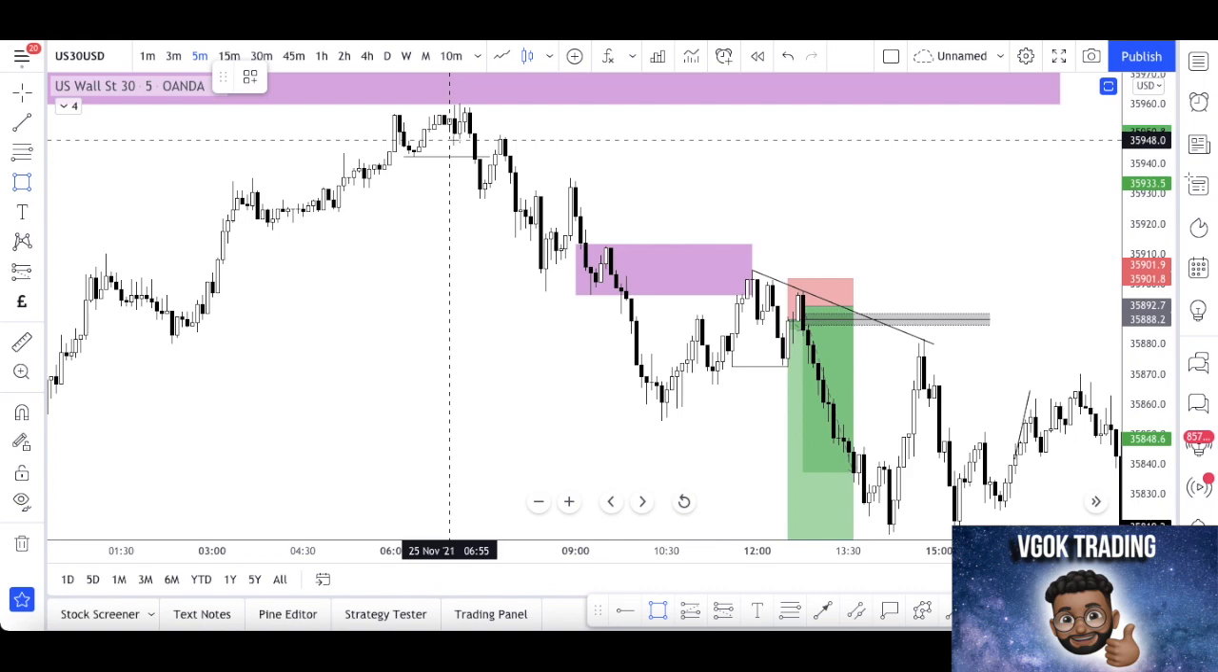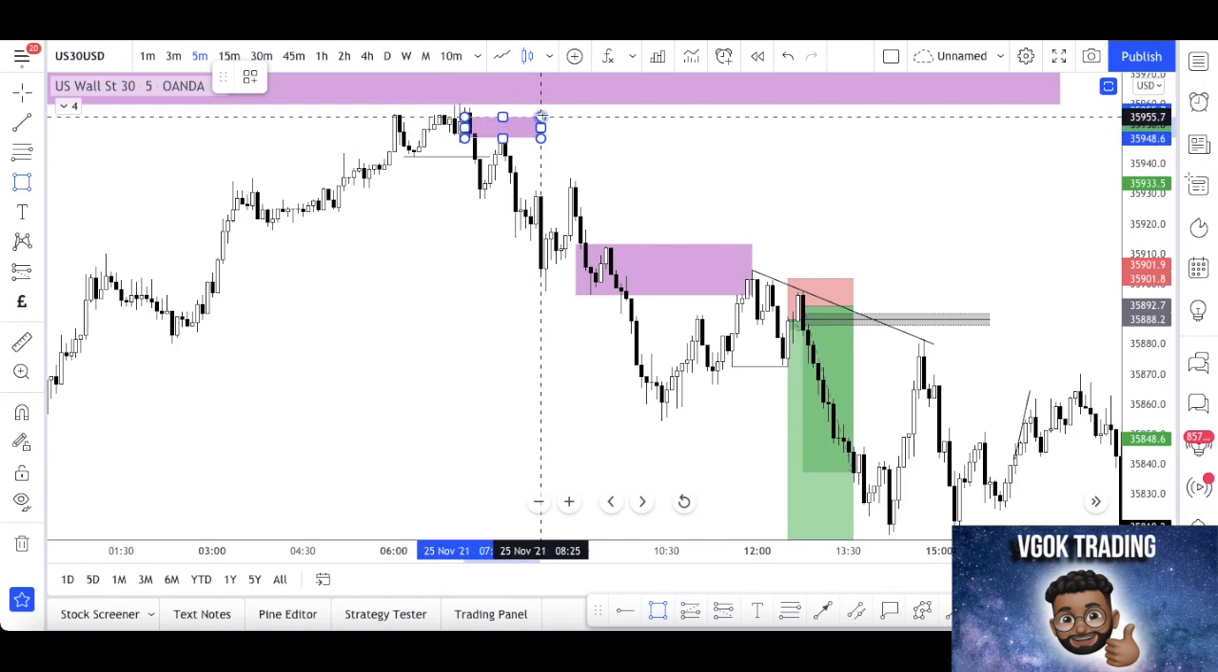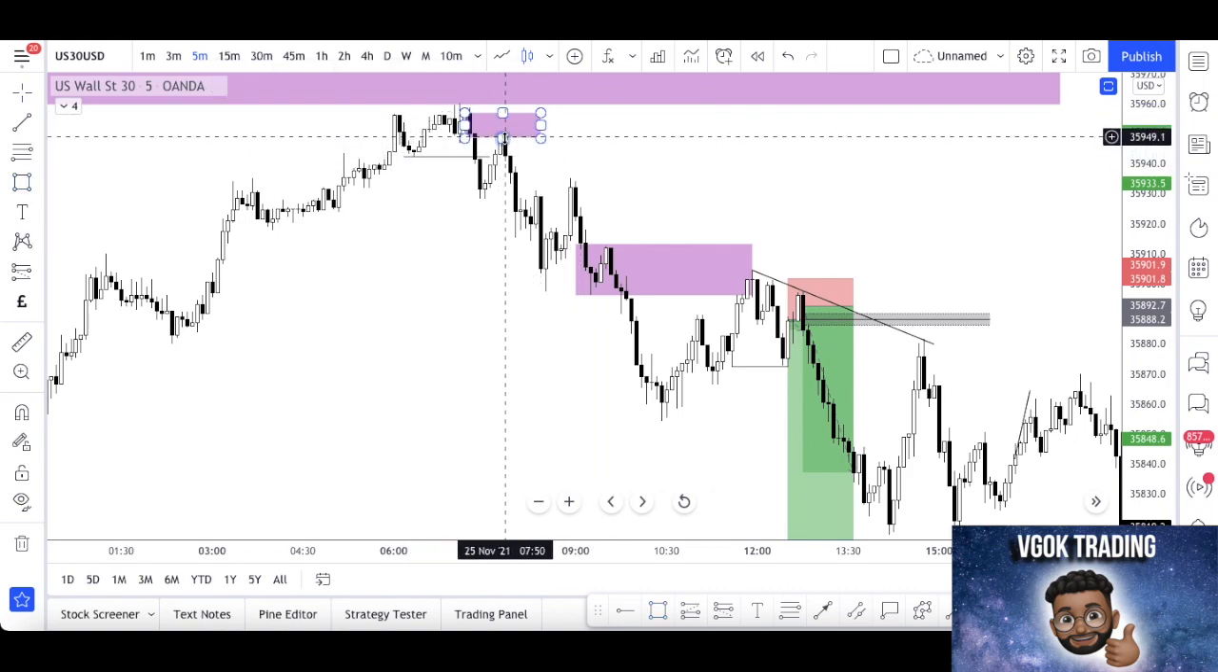and then obviously the imbalance fill was coming in around here. So obviously the imbalance fill was there. So that would be the next zone, and you could have placed some sort of entries around this area.